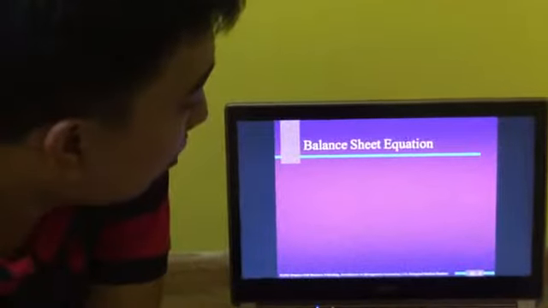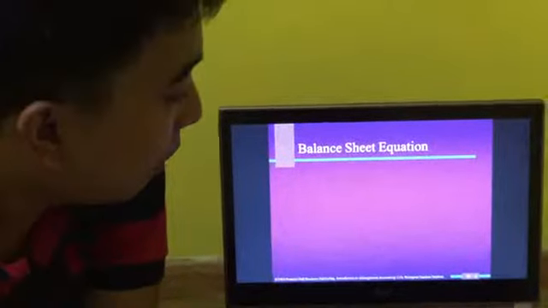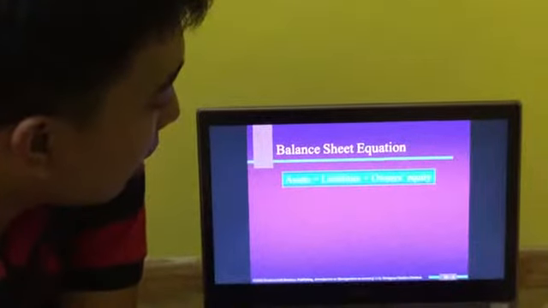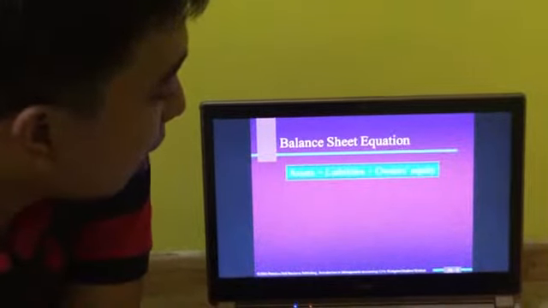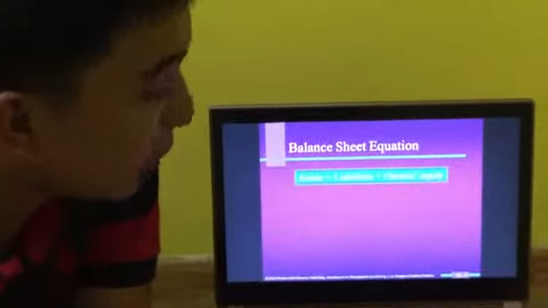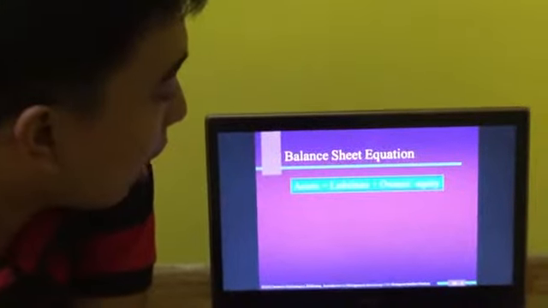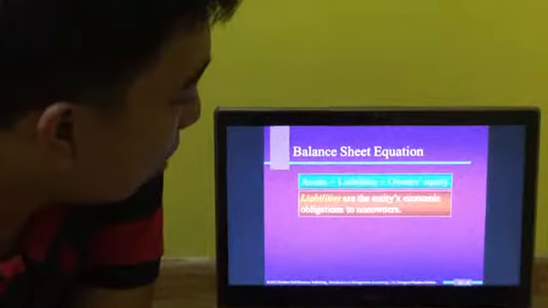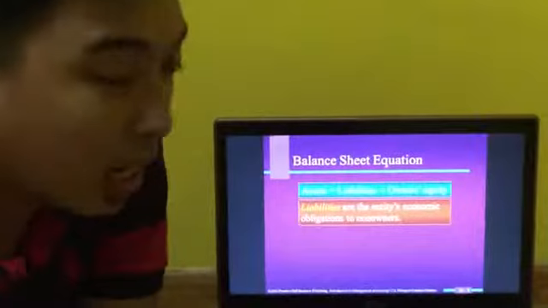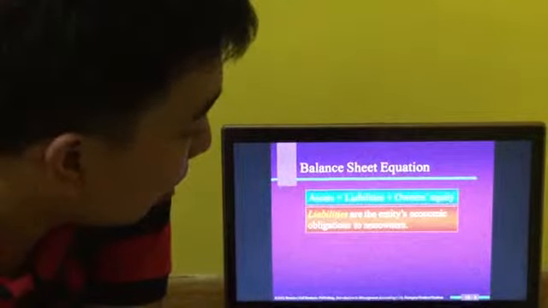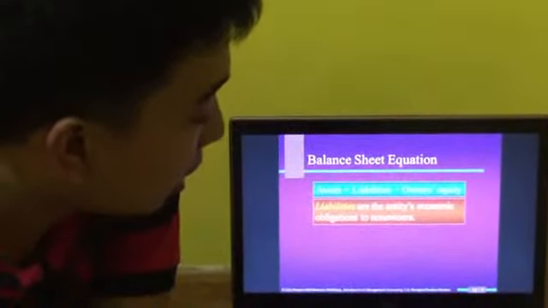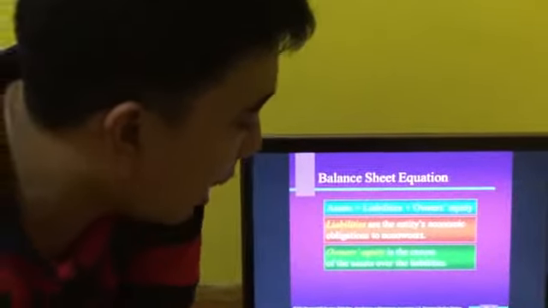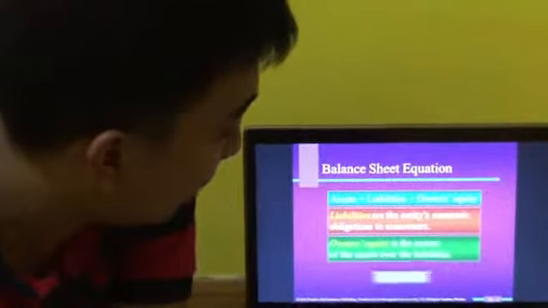Next, the balance sheet equation. So what is the balance sheet equation? The balance sheet equation is assets equals liabilities plus owner's equity. This is the accounting equation, and it's the heart and soul of accounting. So what are liabilities? Liabilities are the entity's economic obligations to non-owners. And owner's equity is the excess of the assets over its liabilities.